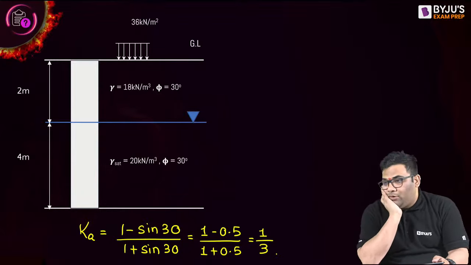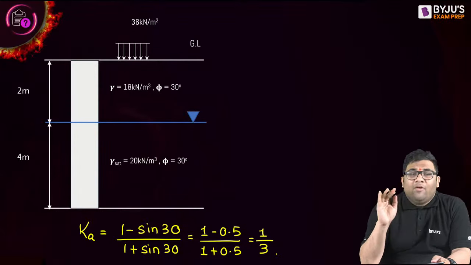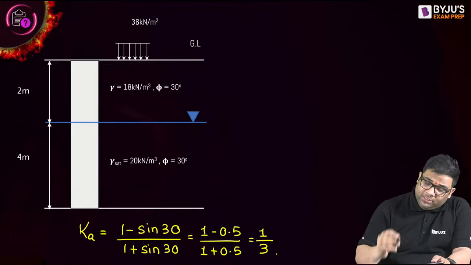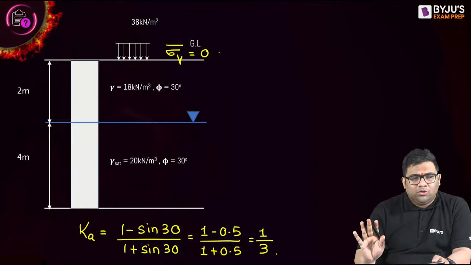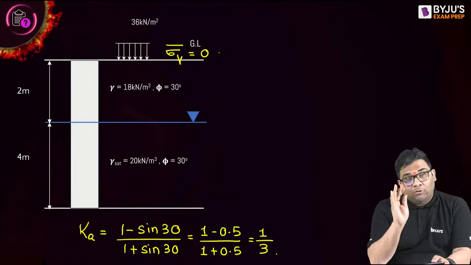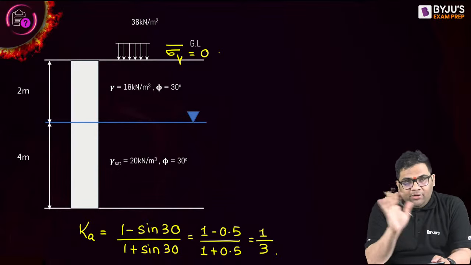So this is your Ka. I got my Ka. Okay, very good. Now, vertical stress. How to find vertical stress? At this top, the vertical stress will be how much? Zero. Don't consider surcharge now. Without surcharge, find out. Surcharge we just add at the end. Vertical stress is zero, ignoring surcharge.